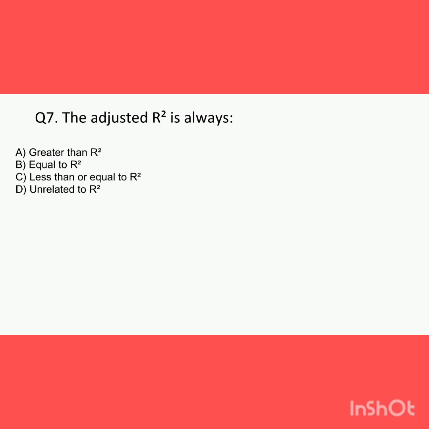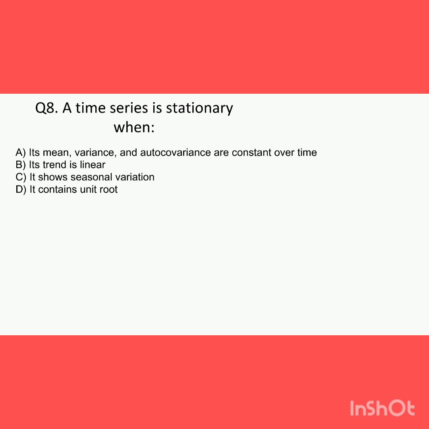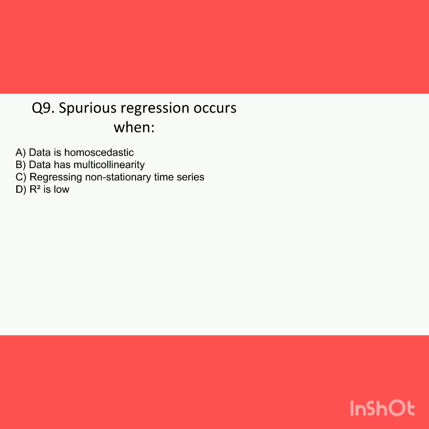Now our next question is question number 8. A time series is stationary when option A, mean, variance and covariance are constant over time. Option B, its trend is linear. Option C, it shows seasonal variation. Option D, spurious.